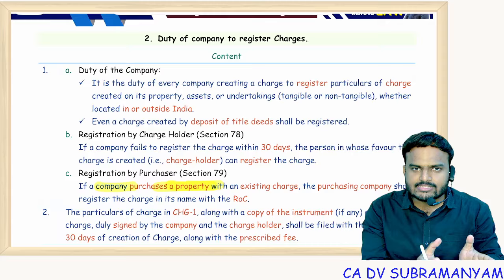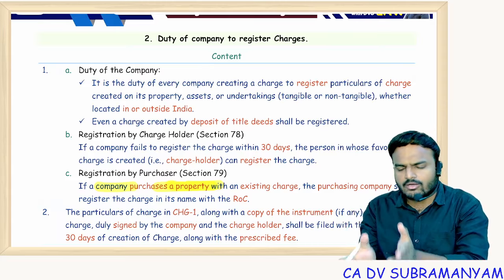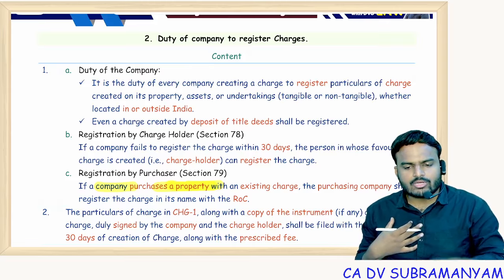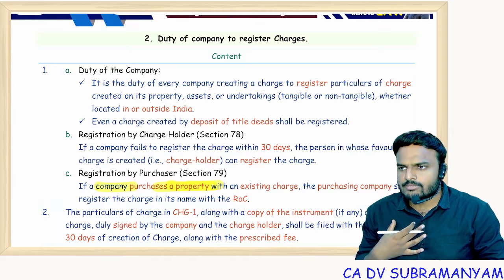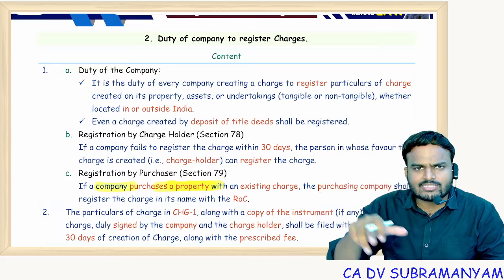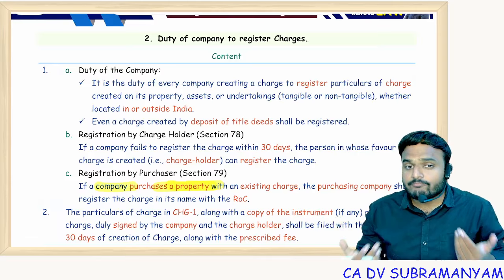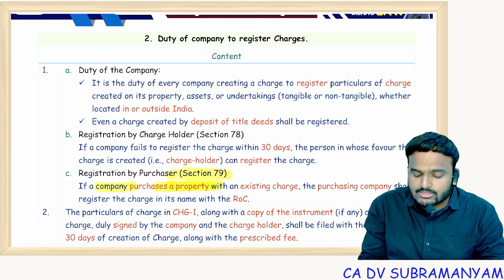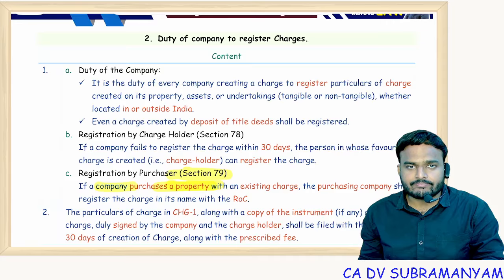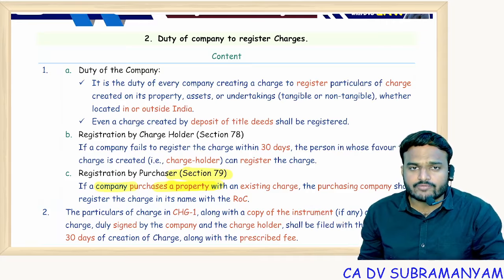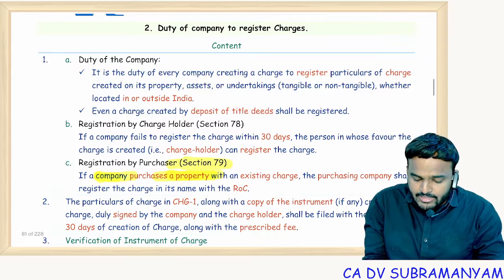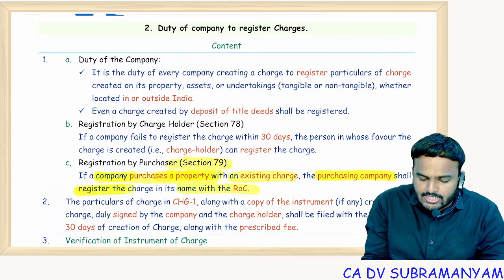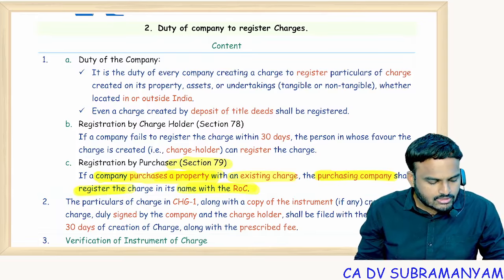Suppose Reliance Industries created a charge on its plant and machinery, on land and building, for example. Myself, DV Subramaniam, an individual, acquiring that property. Who am I? A natural person. Is there any obligation on me to register the charge with the ROC? No. But if I am a company acquiring charged property, then I should register the charge in my name under Section 79, which is nothing but modification of charge. So if a company purchases property with an existing charge, the purchasing company should register the charge in its name with the ROC. Clear?